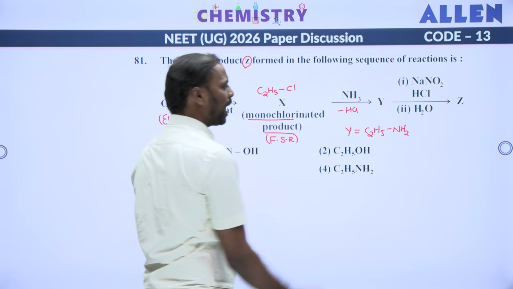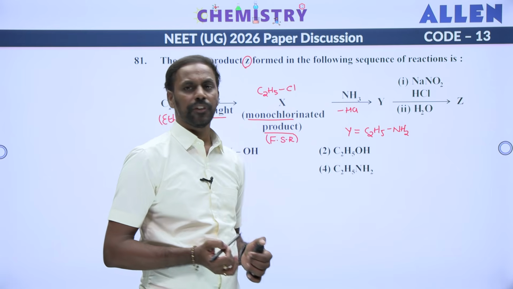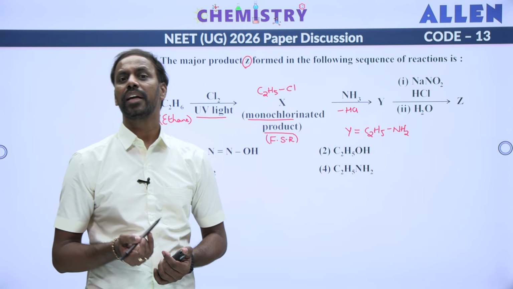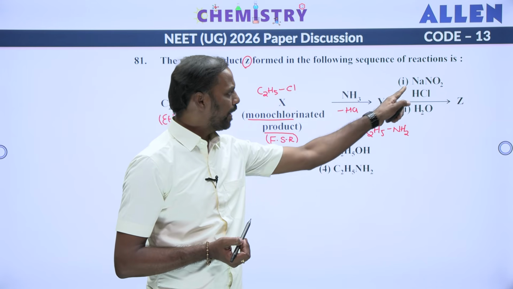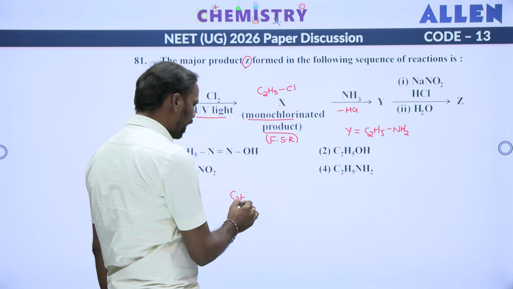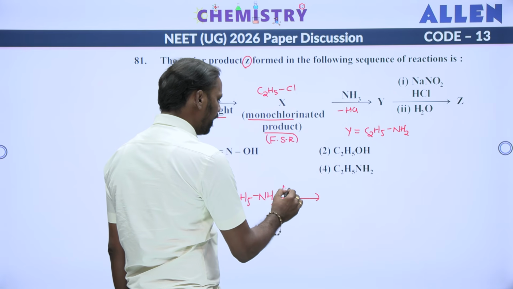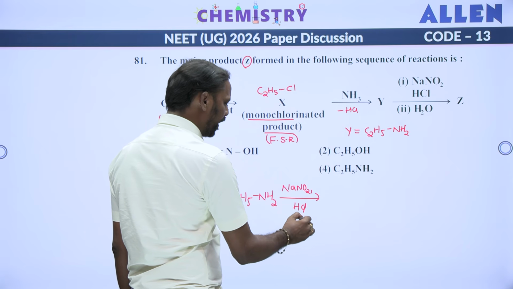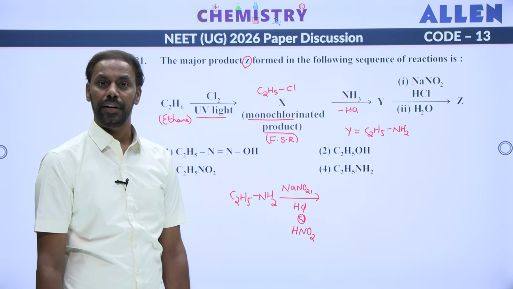C2H5NH2. That means primary amine we will get. Now this primary amine treating with which one, student? NaNO2 and HCl. As we know, this is one of the very important reactions. So that is diazotization reaction. C2H5NH2 treating with NaNO2 and then HCl, or else we can take it as HNO2, nitrous acid, in ice cold condition.